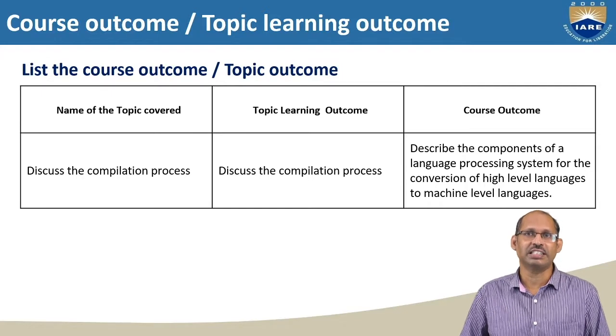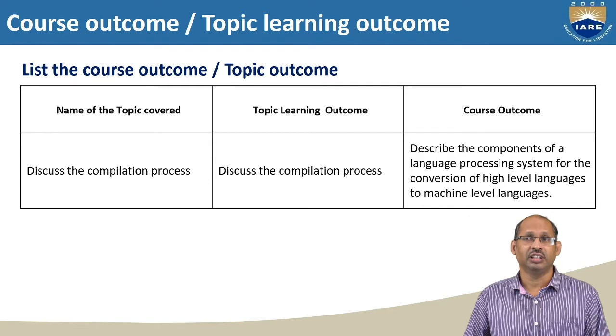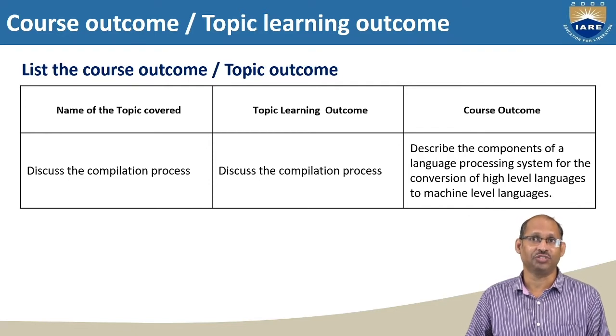So in the last class, we discussed compilers and interpreters, and their advantages, disadvantages and comparisons. Now we'll continue with our next topic. We'll discuss the compilation process. Here, what are the different steps that we use to compile the source program to the target program?